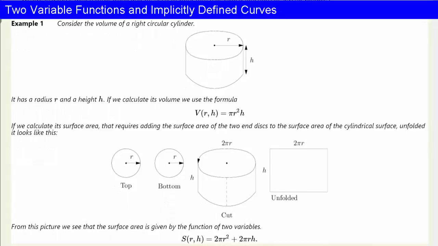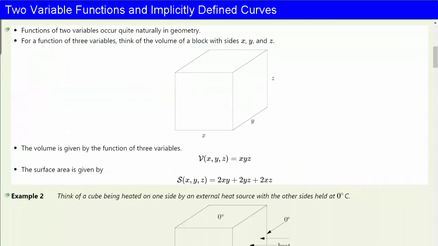If we calculate its surface area, that requires adding the surface area of the two end disks to the surface area of the cylindrical surface. Unfolded, it looks like this. From the picture, we see that the surface area is given by the function of two variables, S of r and h, equal to 2 pi r squared, adding up the surface areas of the two disks, plus 2 pi r h, the surface area contributed by the cylindrical sides. So functions of two variables occur quite naturally in geometry.